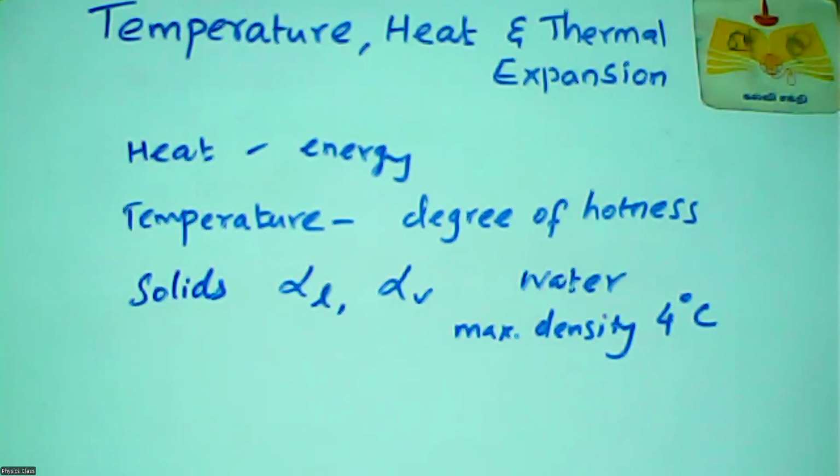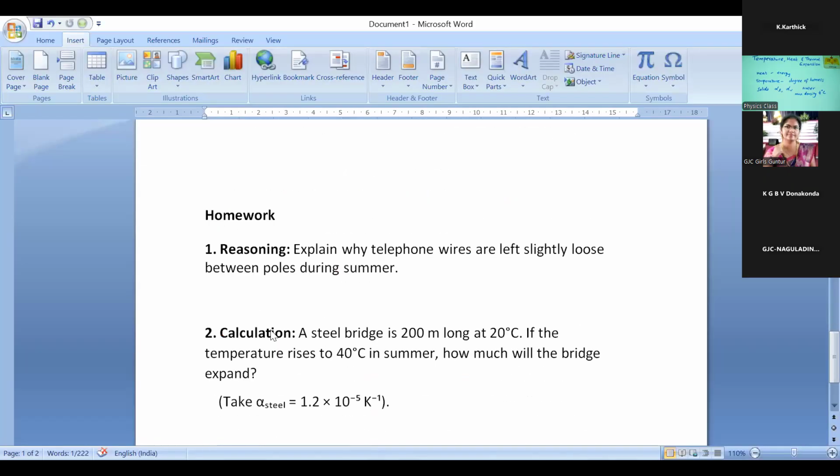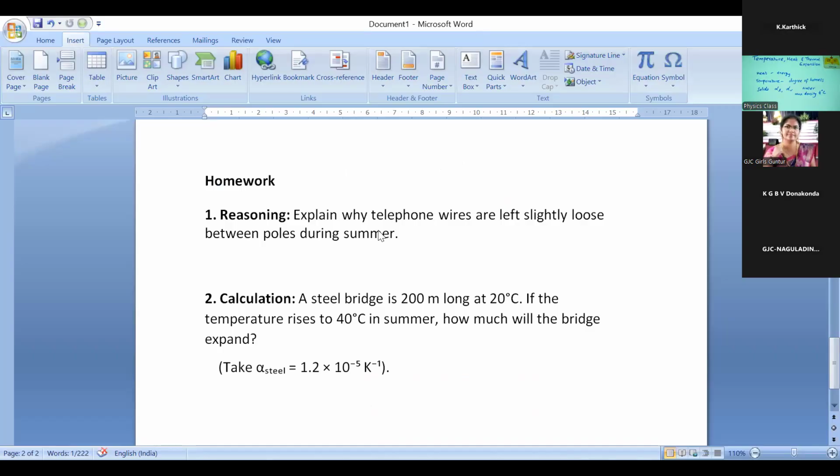Please note it down or you can take a screenshot. So this is for your homework. Two homework: one is reasoning, another one is calculation. Please note it down. Explain why telephone wires are left slightly loose between poles during summer.